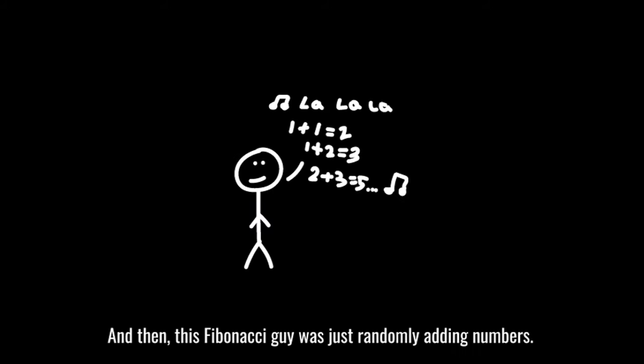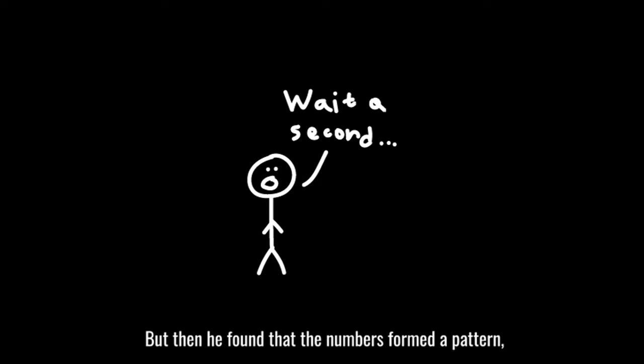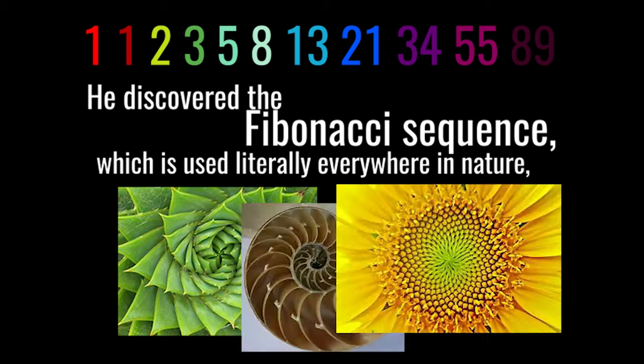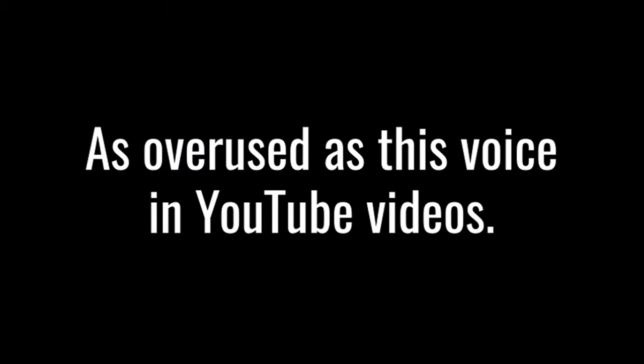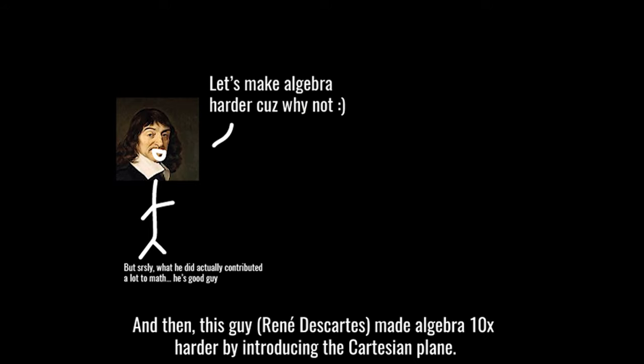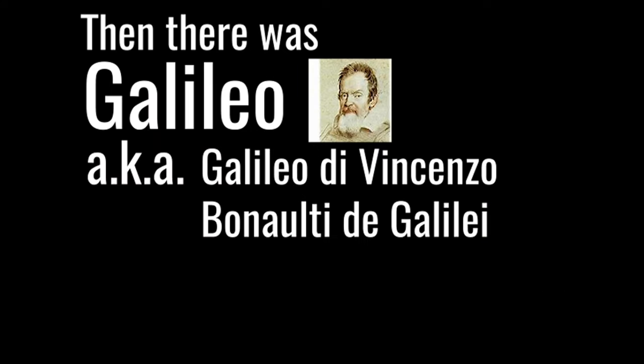And then, this Fibonacci guy was just randomly adding numbers. But then he found that the numbers formed a pattern, and it was everywhere. He discovered the Fibonacci sequence, which is used literally everywhere in nature, as overused as this voice in YouTube videos. And then, this guy, René Descartes, made algebra 10x harder by introducing the Cartesian plane. Then there was Galileo, aka Galileo di Vincenzo Bonaiuti de' Galilei.